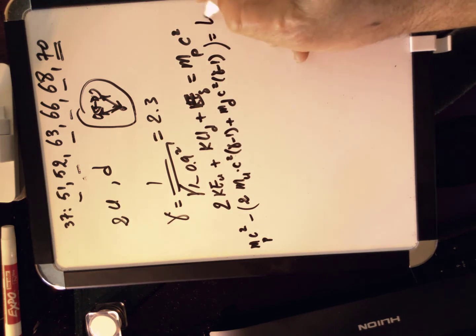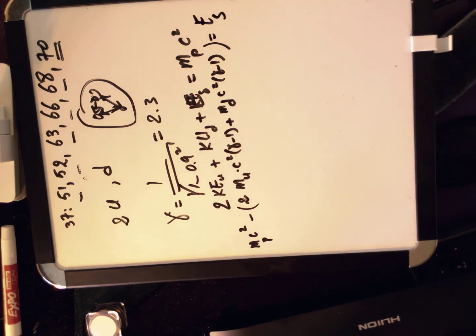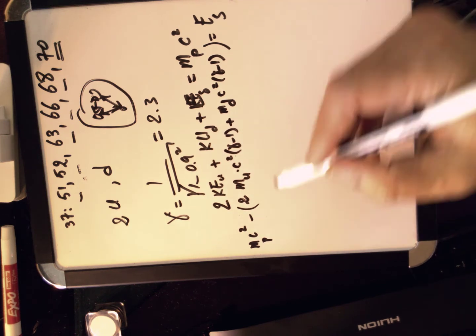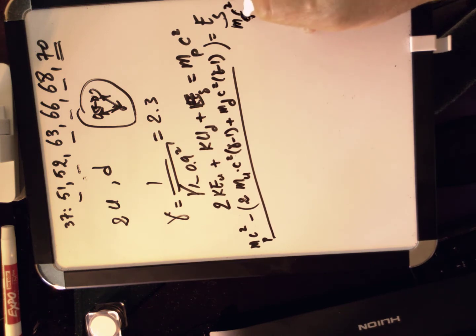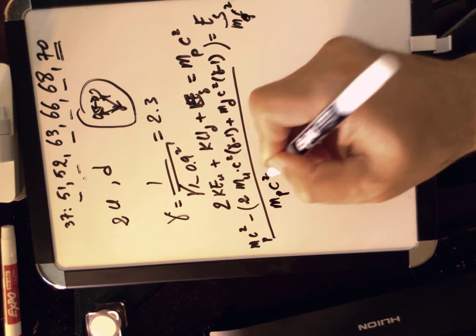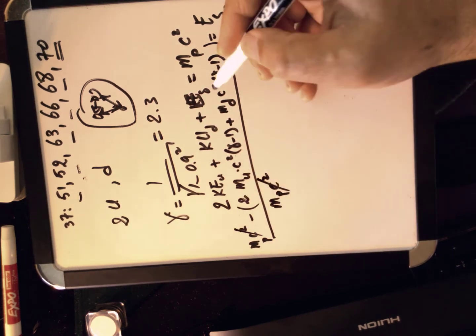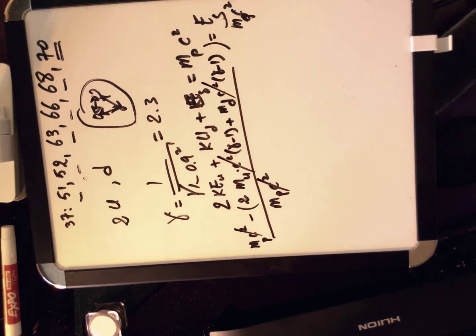This is going to give me the energy of the gluons, but they don't want the energy of the gluons, they want a percentage. Estimate the percentage of the proton rest mass associated with the gluons. So I divide this by the mass of the proton times c squared, and cancel the c squared everywhere. That's the reason why we have to do this ratio. And now we have the percentage.